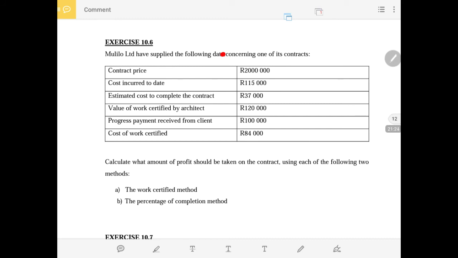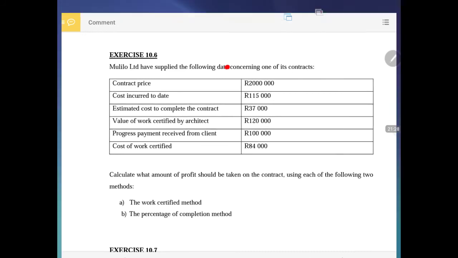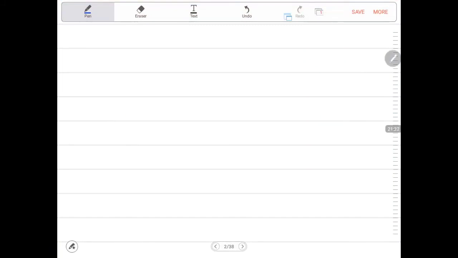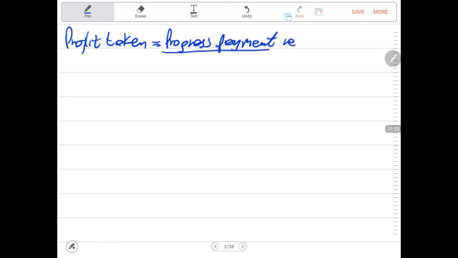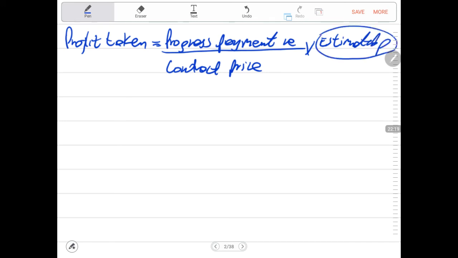Now we go to the second method, and the second method, if you have your formulas in front of you, it says profit taken is equal to progress payments received divided by contract price times estimated profit. We need to calculate the estimated profit first.